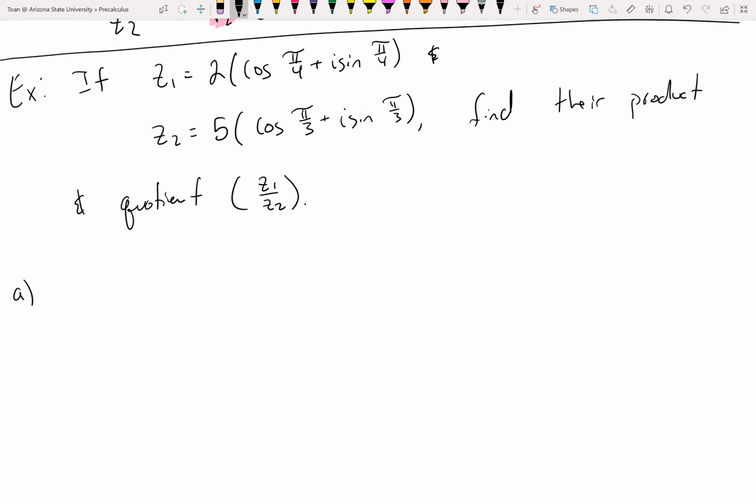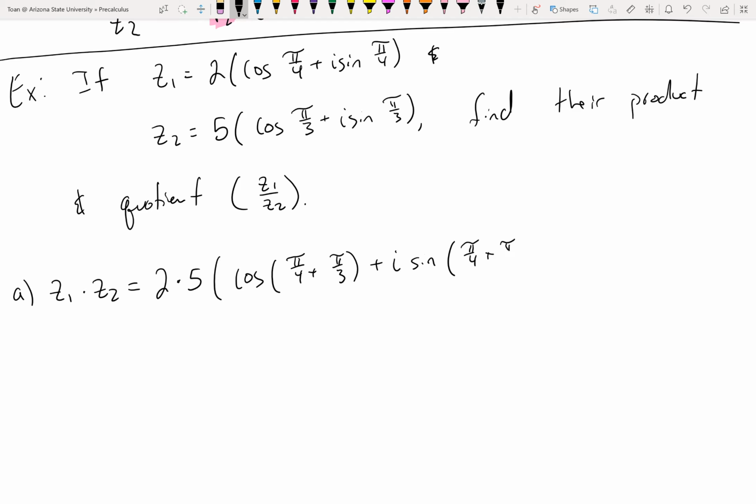All right, so let's do the first one, z sub 1 times z sub 2. Well, even though it looks crazy, complicated, and messy, just remember what the formula says. You multiply the moduli, that's 2 times 5. And then for the angles, you simply add them. So it's pi fourths plus pi thirds. Plus i sine, the angles will always be the same, pi fourths plus pi thirds. That's it. I multiplied it. Then all you got to do is simplify.